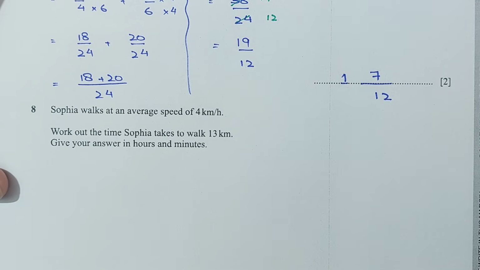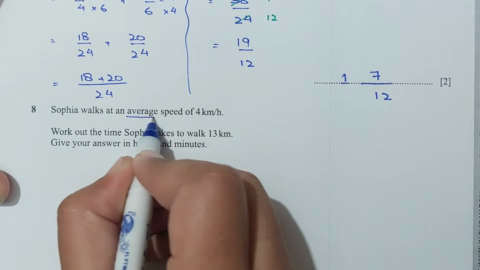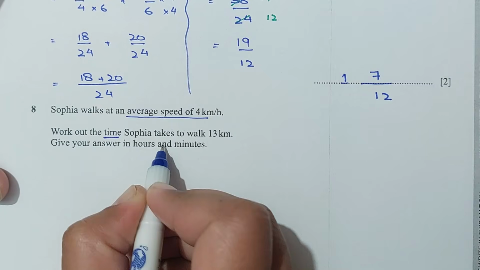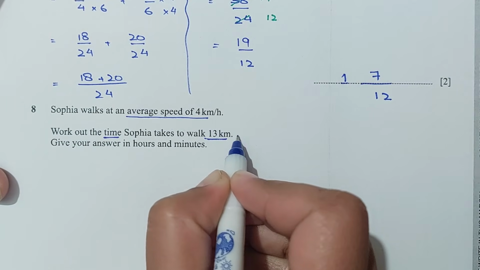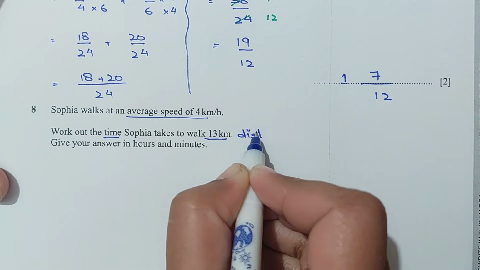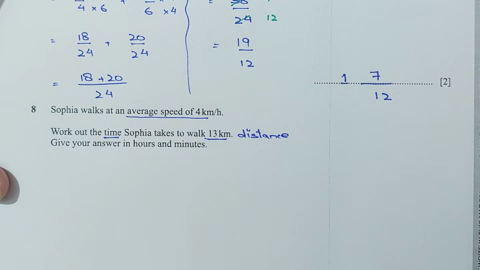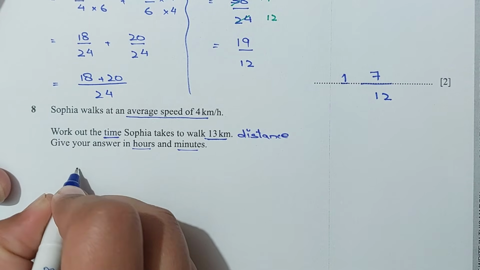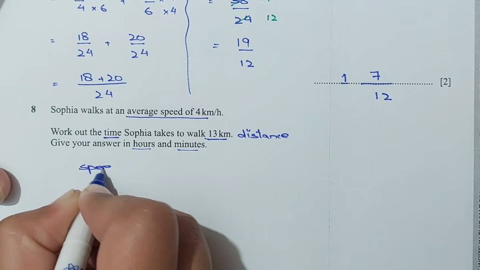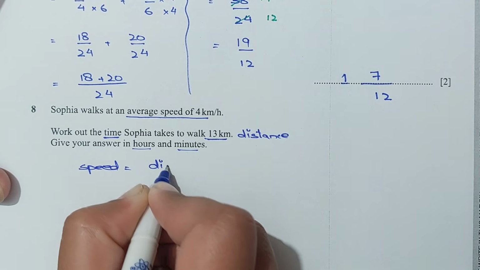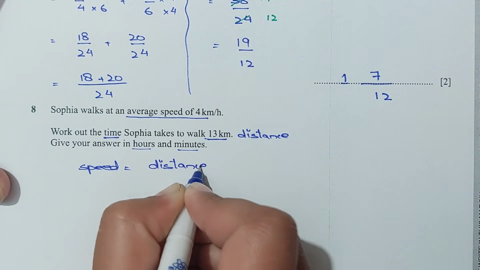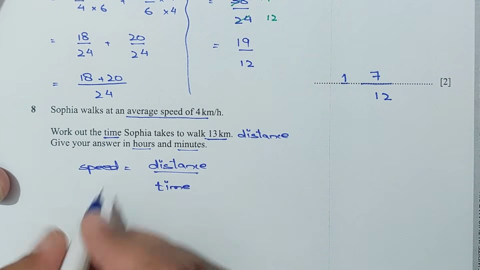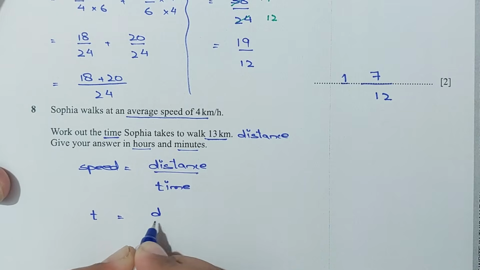Question number 8. Sophie walks at an average speed of 4 km per hour. Work out the time Sophie takes to walk a distance of 13 km. Give your answer in hours and minutes. Okay, so we have been given the average speed. So the formula is speed equals distance over time. We have to solve for time, so time is going to be distance over the speed.